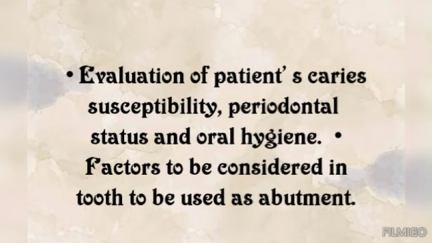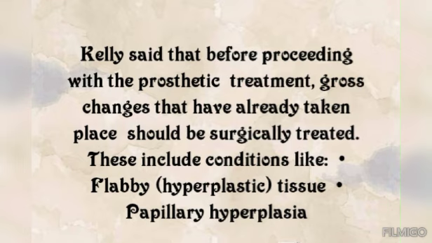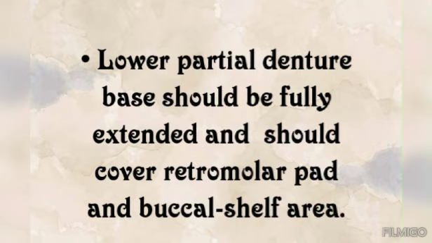status and oral hygiene, and factors to be considered in the tooth to be used as an abutment. Mostly the abutment tooth has to be fixed and non-motile. So Kelly said that before proceeding with the prosthetic treatment, gross changes that have already taken place should be surgically treated. So these include conditions like flabby tissue, that is hyperplastic tissue, and the lower partial denture base should be fully extended and should cover the retromolar pad area and buccal shelf area. These are the considerations.